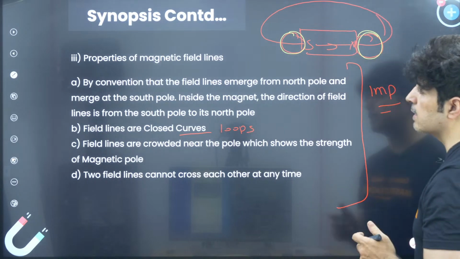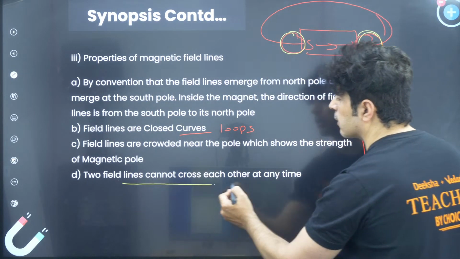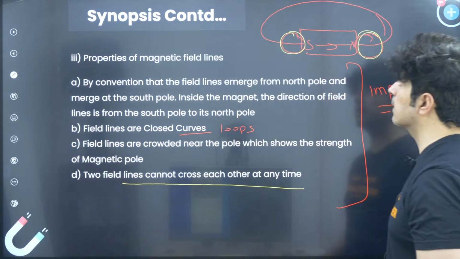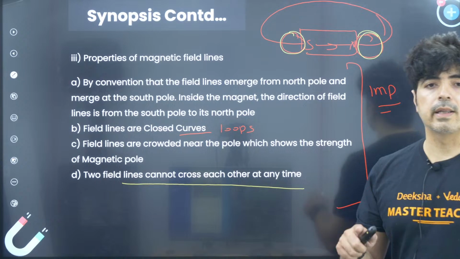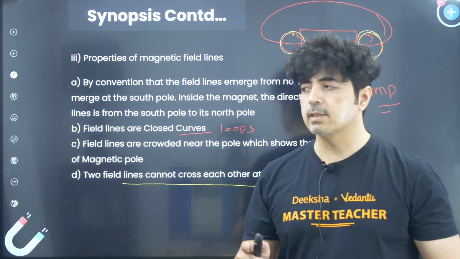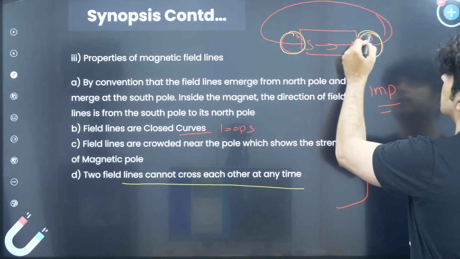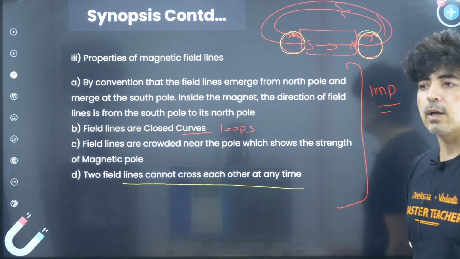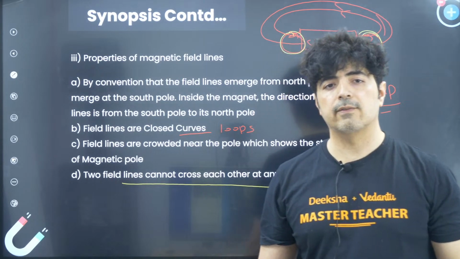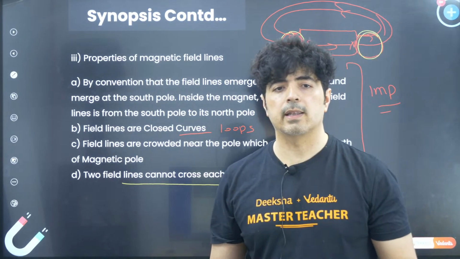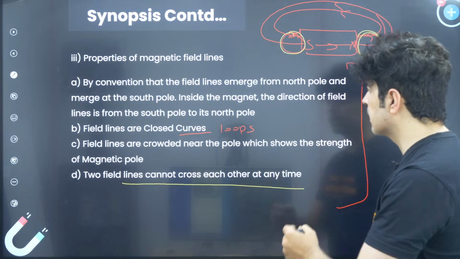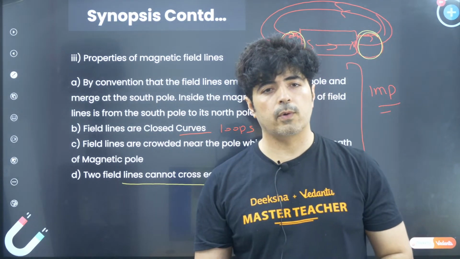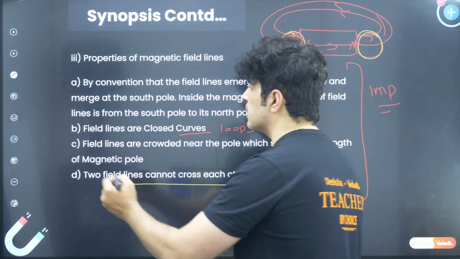And the fourth one is two field lines cannot cross each other. A very important line, guys. Two field lines cannot cross each other. Let's say there is one line, there is another line. These two lines will be parallel to each other at any given point of time. They will not intersect. This is a very important thing to remember. All these 4 are quite important. Which question was asked on this?